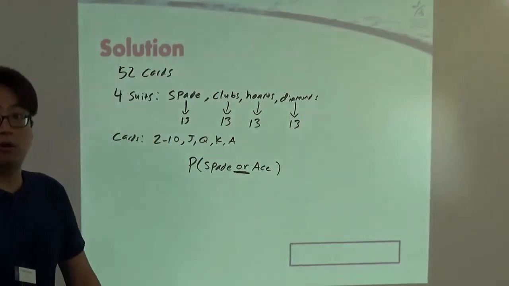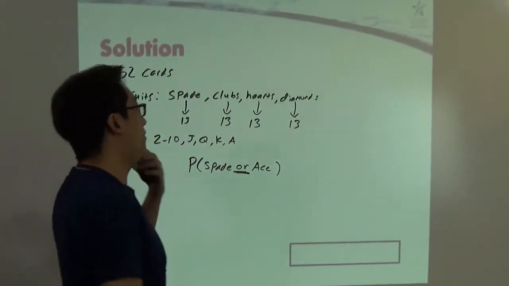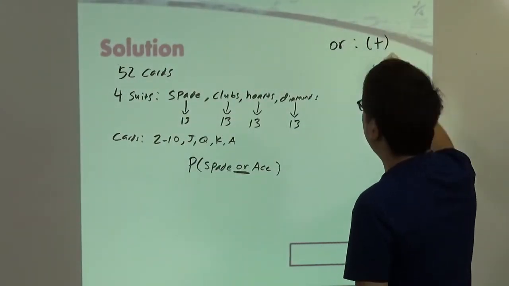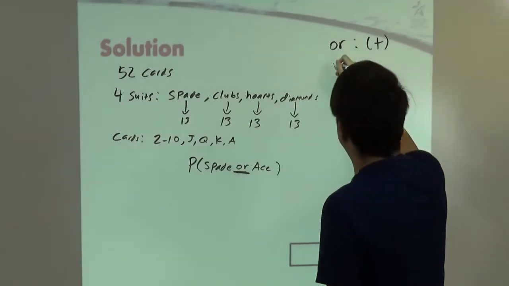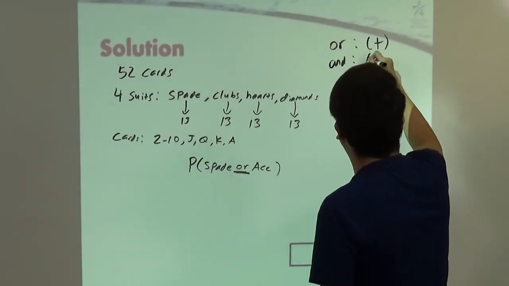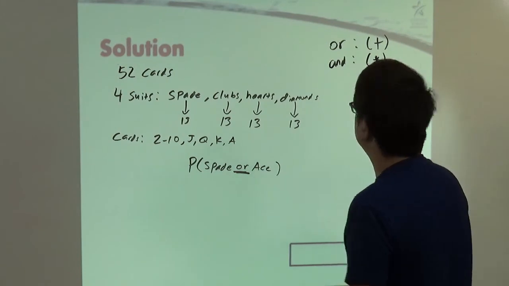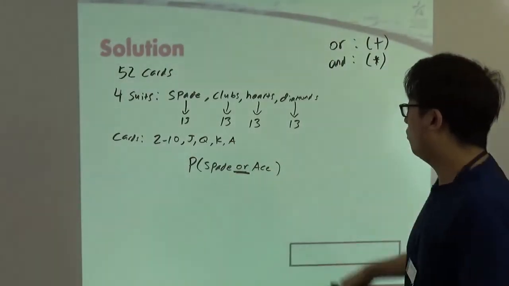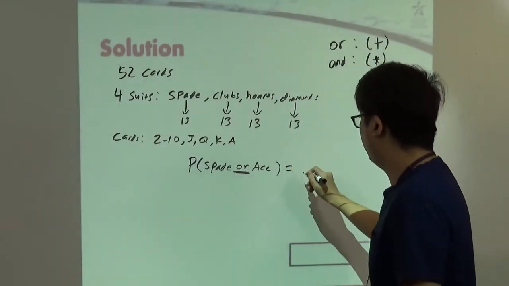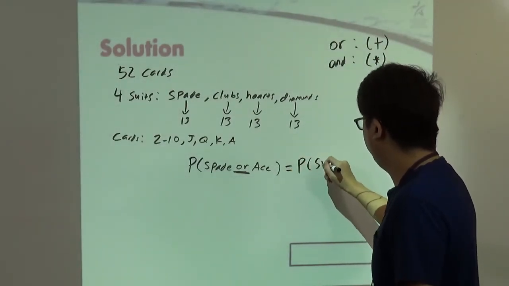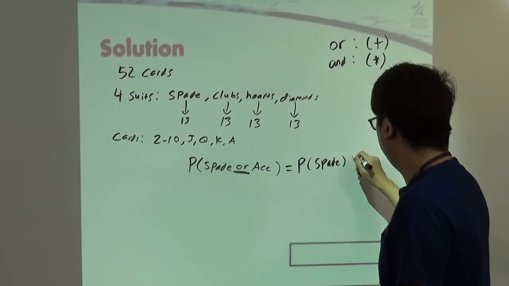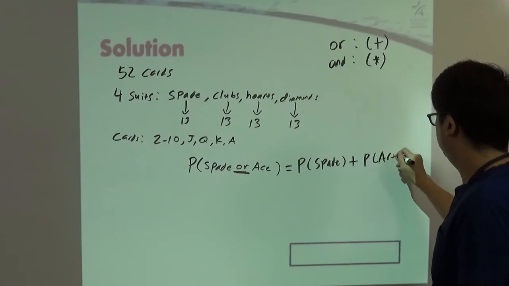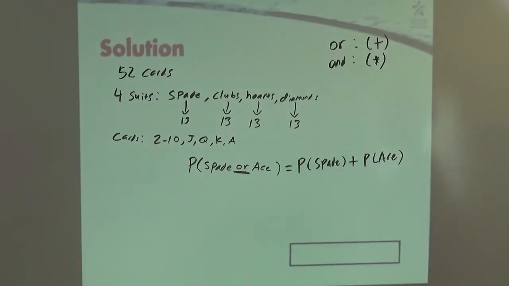I underline "or." Why do I underline "or"? Because in probabilities, you always think about adding for "or." And if you were to see "and," that's considered multiplying. So "or" means adding, and "and" means multiplying. So we look at the probability of spade or an ace. That can be represented by writing probability of spade, plus, because we're talking about "or," probability of ace.